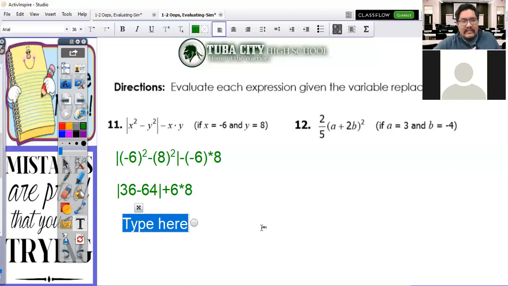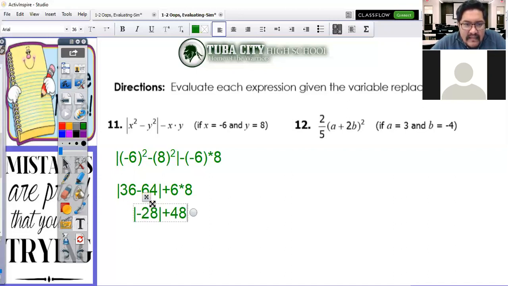Now let's see, what is 64 minus 36? So that would be 28. And we still have that plus 48. So 6 times 8 is 48. So that's where the 48 came from. Now in this case here, I'm going to take the absolute value of -28, which would just be 28 plus 48.